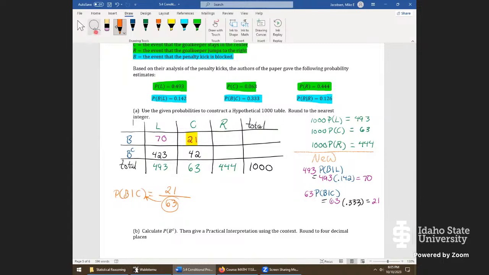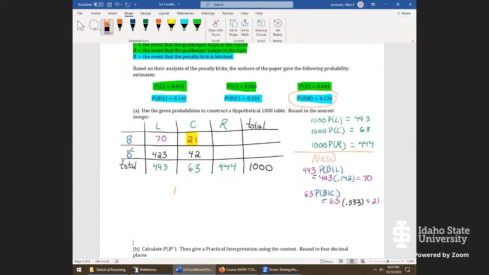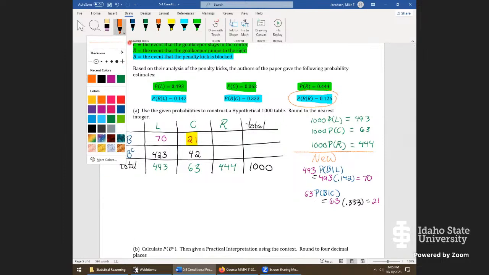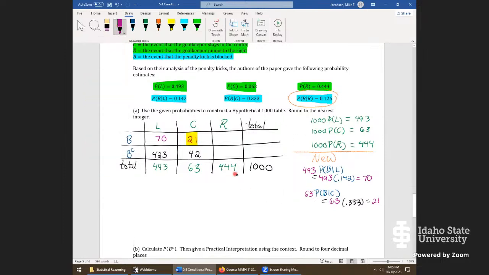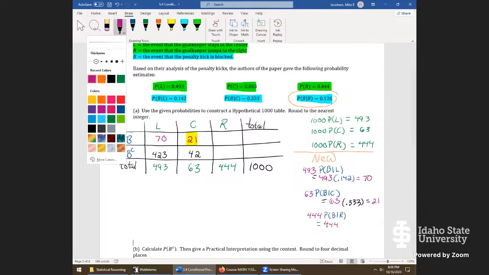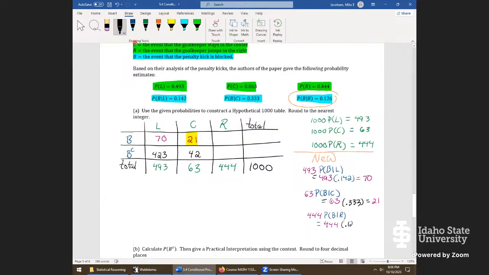Okay, let's give this one more try. So we're now thinking of this probability right here. Probability of B given R, blocked, given that the goalie went to the right-hand side of the goal. We'll take our, to get the pen working, count to 444. We'll multiply probability of B given R and get this result. 444 is now multiplying the value of 0.126.